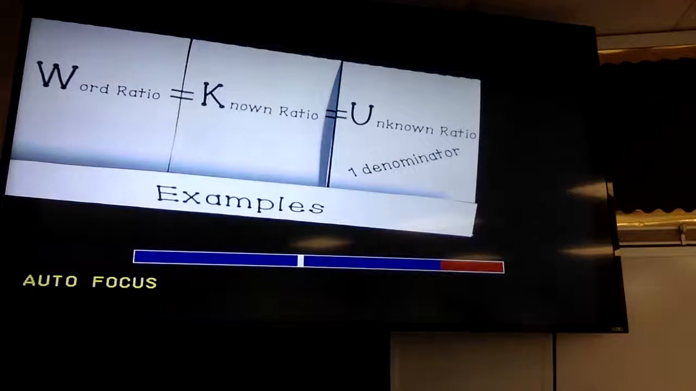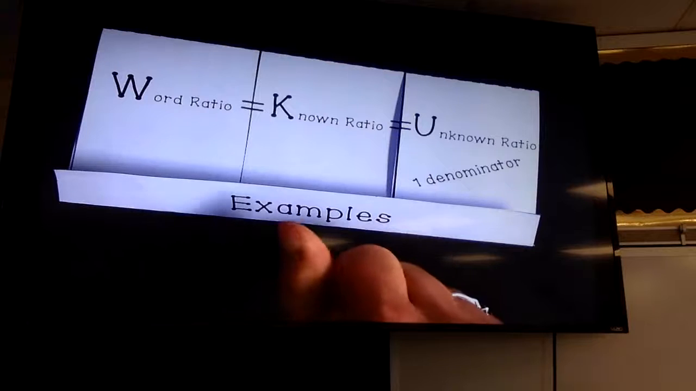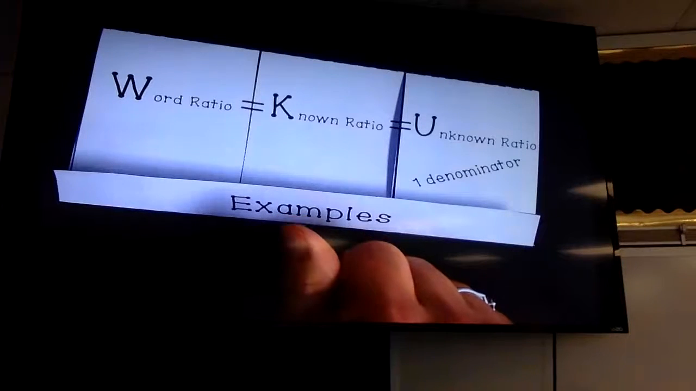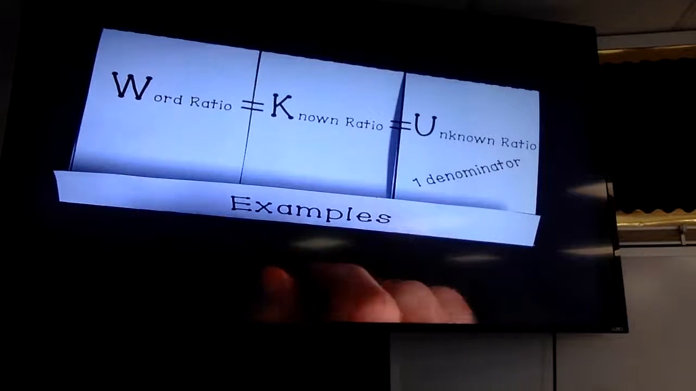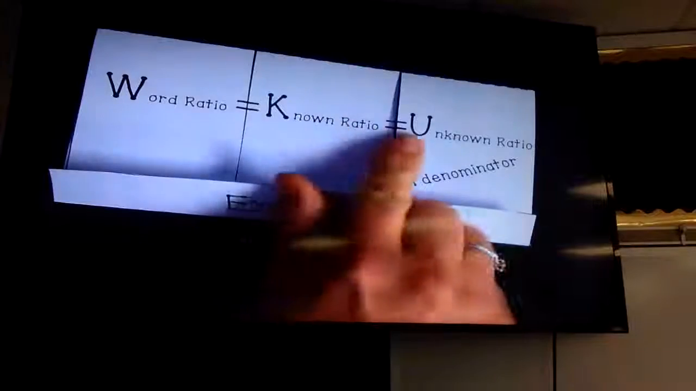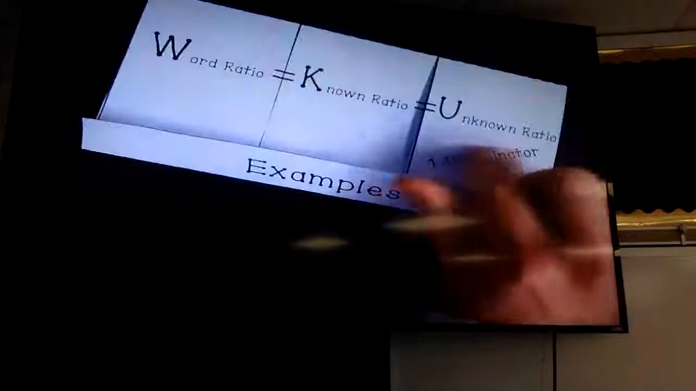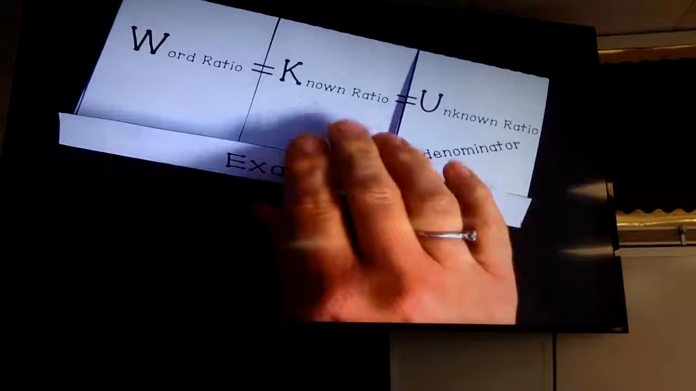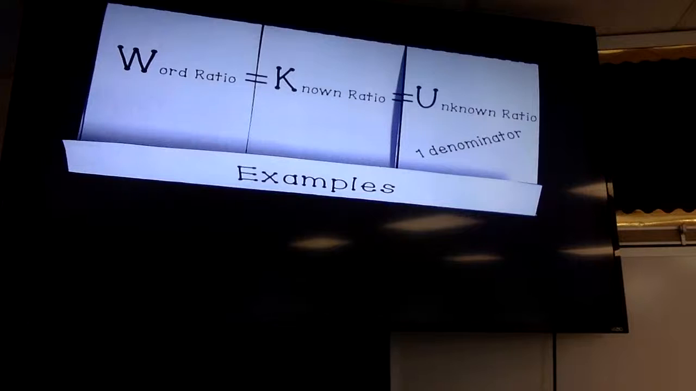Okay, so we're going to talk about ratios today, and ratios is something that you actually did in 6th grade, but they're very much needed for this next chapter, which is chapter 5, all about proportionality. So it says word ratio equals known ratio equals unknown ratio. And that's kind of how we set it up. And it reminds us down here that the denominator of the unknown ratio is always 1. So when we're talking about a unit rate, like today, a unit rate is just a special type of ratio where it's always a comparison to 1.